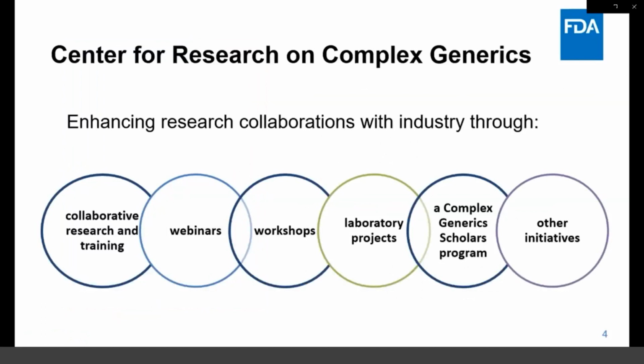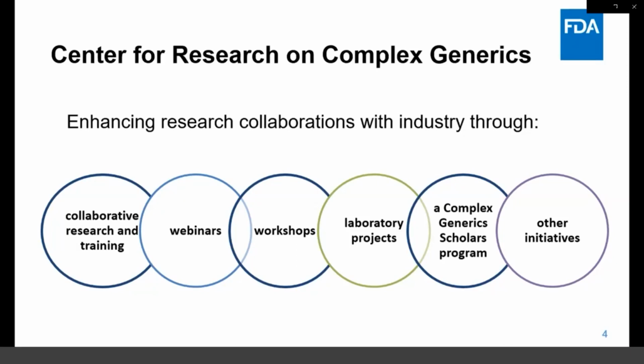One of the greatest challenges to the development of complex generics, as reported to FDA by industry and stakeholder feedback, is an uncertainty about how to implement scientific insights from generic drug research in a manner consistent with FDA's regulatory expectations. The CRCG plays a vital role in addressing these challenges by supporting FDA's efforts to enhance research collaborations with the generic industry. It's also a venue through which industry can provide input on prioritization of research efforts impacting development and assessment of certain types of generic drug products with the FDA. In fact, a recent survey conducted by the CRCG identified mechanistic modeling to be the prime analytic tool of interest to the industry.